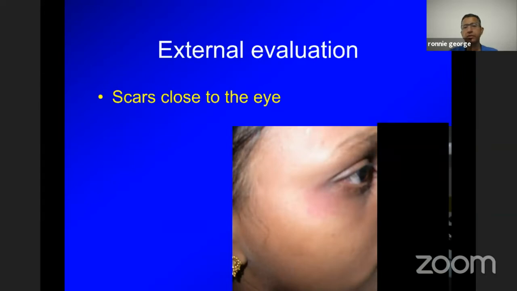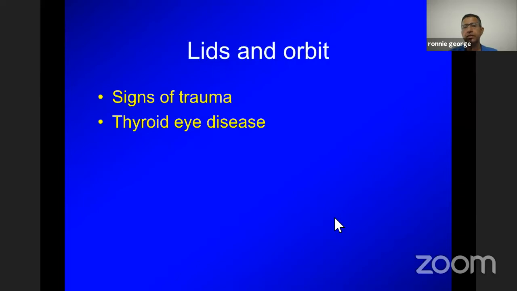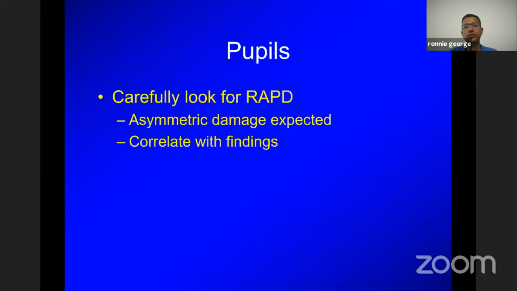A quick external evaluation is important. You might otherwise miss a scar close to the eye or a subtle hemangioma like this, which would give you the diagnosis in this patient straight away. Look at the lids and orbit again for signs of trauma or for signs of thyroid eye disease. And this will again help you with what disease is going on.